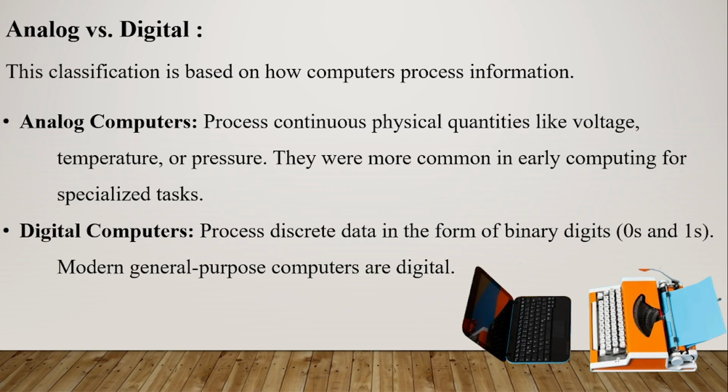Computers can also be classified as analog or digital based on how they process data. Analog computers process continuous data like temperature or voltage. They were used earlier in science and engineering. Digital computers, which we use today, process discrete binary data in the form of 0 and 1.